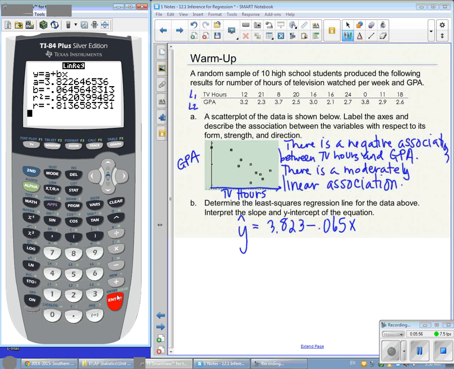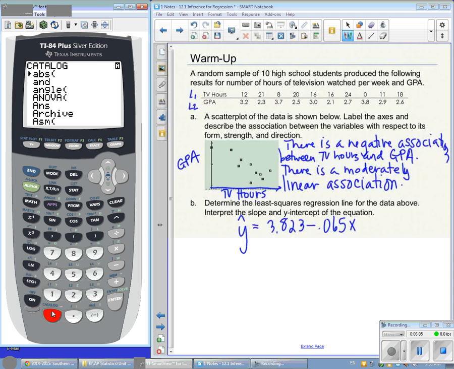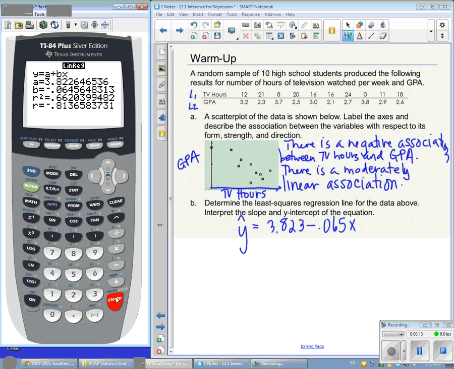Okay. Now, if you don't have r and r squared on your calculator, you have to go to your catalog. So you're going to go to second catalog and then scroll down until it says diagnostics on, and then turn them on. Okay. So you're asked to interpret the slope and the y-intercept in the context of the problem.